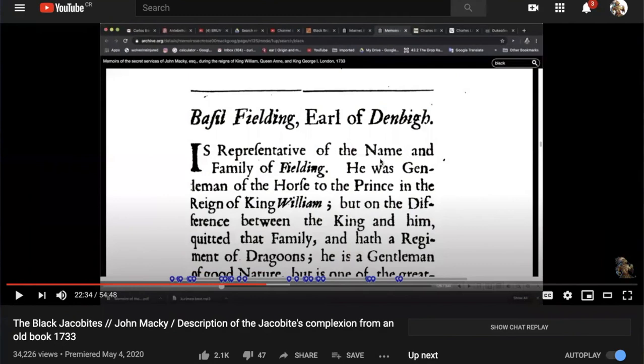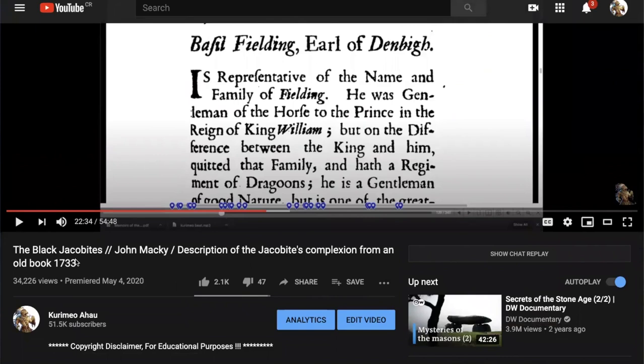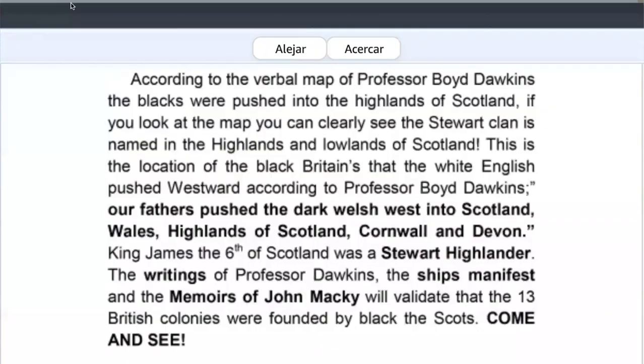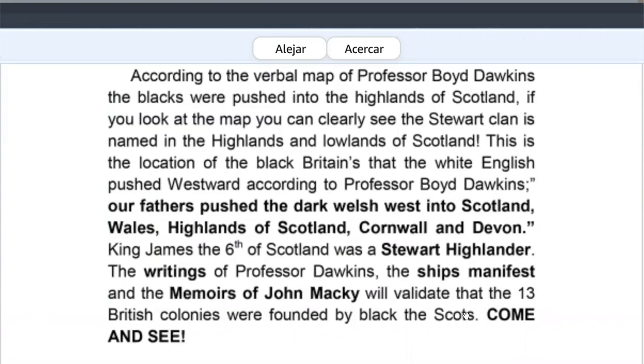All right. The Black Jacobites from the John McKay memoirs. This is a book from 1733 describing the Jacobites. All right. So that's what the brother was just saying, the author right here. You can read in the ship manifest, which we've gone over and I'm going to go over again with you, describing these Jacobite prisoners as swarthy, dark skin, and in the memoirs of John McKay. I did a video on this already. If you haven't seen it, go check out the full video.